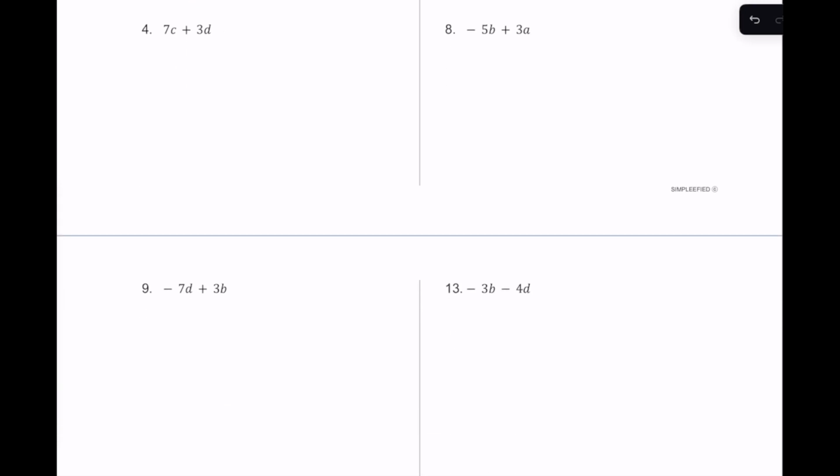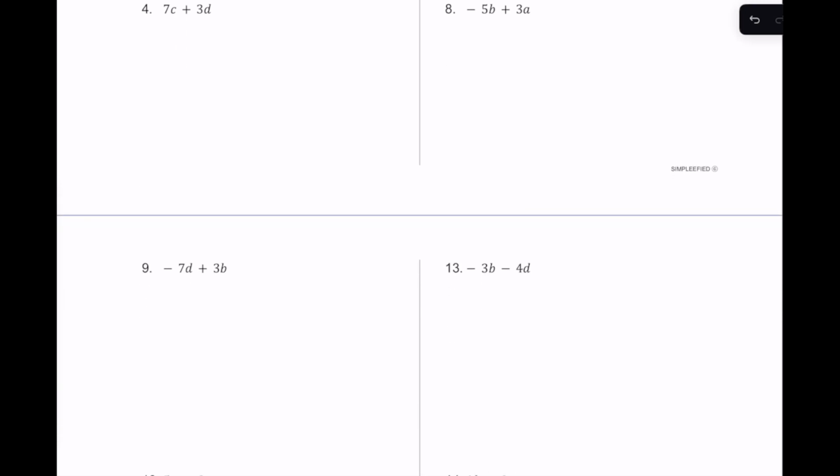For number 4, we have 7c plus 3d. Now 7c means 7 multiplied by c, so 7 times whatever c is. Now c is equal to +4. I'm going to use parentheses to show the multiplication. Plus we have 3 multiplied by d. Now d is equal to -6, so we're going to use parentheses to show that multiplication. So we have a multiplication, an addition, and another multiplication.